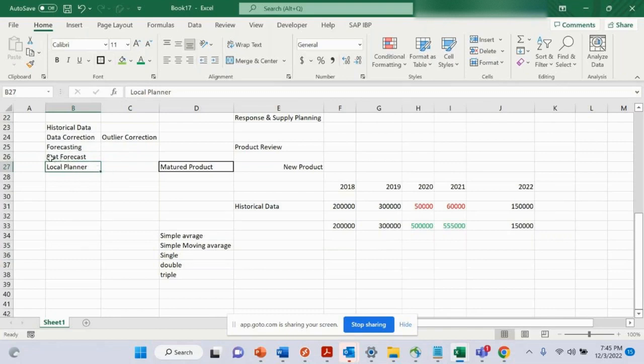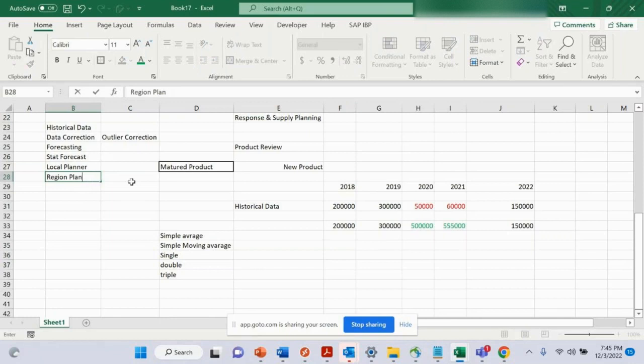So this is the first step of editing, we can say. The stat forecast is being edited by the local planner, and the local planner has done the job. So now the first layer of editing on the stat forecast is done. Now comes maybe the region planner, right?